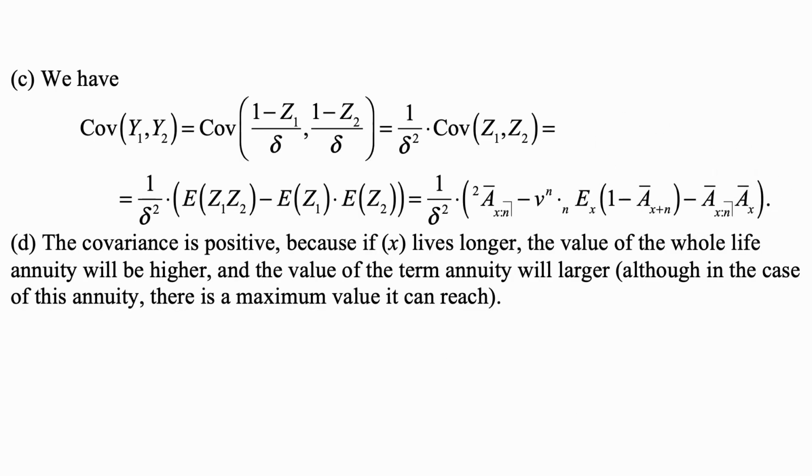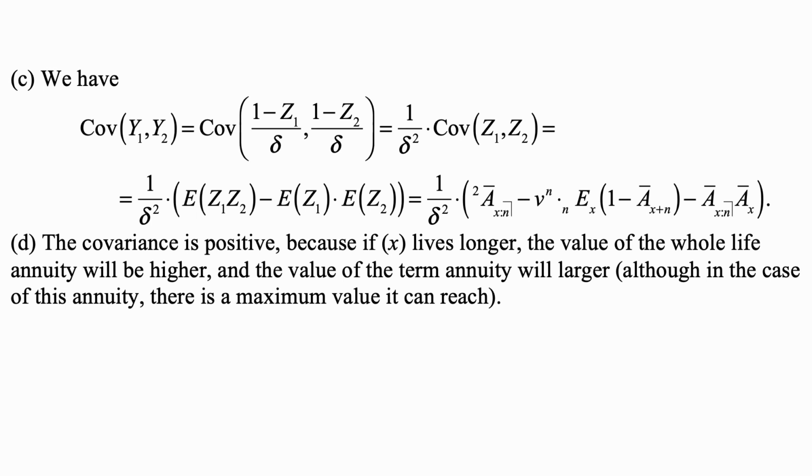And then the covariance of Y1, Y2 is the covariance of (1 minus Z1) over delta and (1 minus Z2) over delta. So it's 1 over delta squared times the covariance of Z1 and Z2, which is 1 over delta squared times E of Z1 Z2 minus E of Z1 times E of Z2. And that's equal to 1 over delta squared times [2A bar x:n angle minus v to the n times nEx times (1 minus a bar x plus n) minus A bar x:n angle times A bar x].